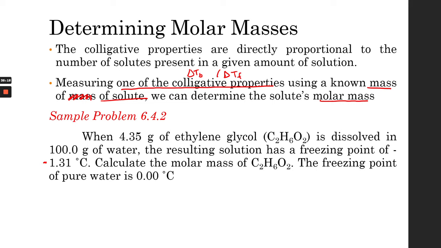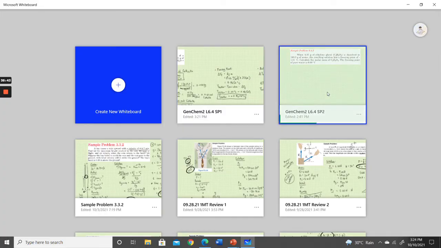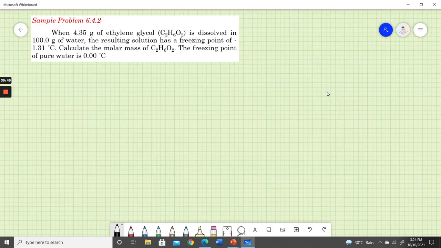So ngayon ang ginagawa natin is kabaliktaran ng ginawa natin kanina. Ang hinahanap natin ngayon is yung molar mass. Ang ibinigay sa atin is yung grams ng solute, which is 4.35 grams of ethylene glycol, and ibinigay din sa atin yung new freezing point ng ating solution. So how can we solve for the molar mass? Let's go to our whiteboard. Okay, so let's begin by writing yung mga given natin.